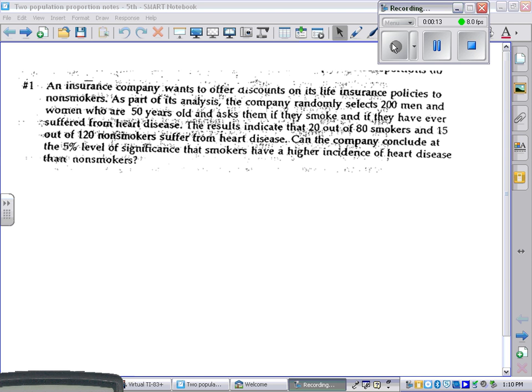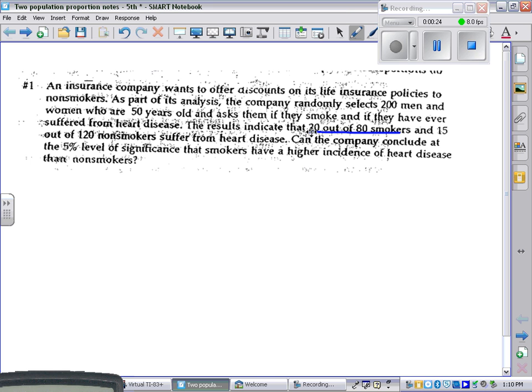So for part of the analysis, the company randomly selected 200 men and women who are 50 years old and asked them if they smoke and if they've ever had heart disease. The results indicate 20 out of 80 smokers and 15 out of 120 non-smokers suffered from heart disease. At the 5% level of significance, can we conclude smokers have a higher incidence of heart disease than non-smokers?